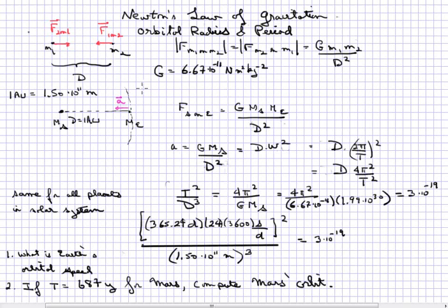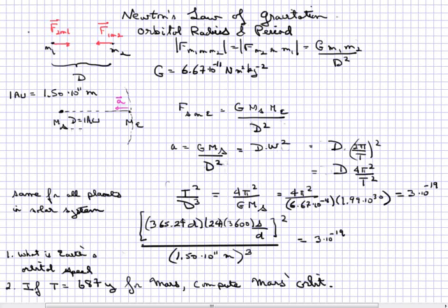We can use Newton's law of gravitation and his second law to deduce a relationship between orbital radius and orbital period for the planets in the solar system. All the planets in the solar system go around the Sun. The Sun is at the center.